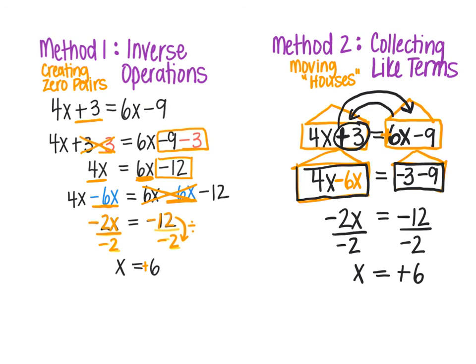So what we've proven here is that we can use this shortcut of not having to write the 0 pairs. All you're going to need to do is move a term from one side of the equal sign to the other side, and whenever a term crosses that equal sign, it will have to change its sign.